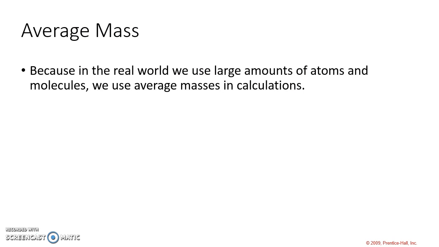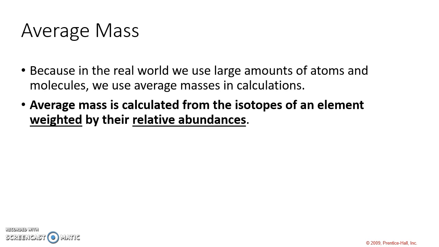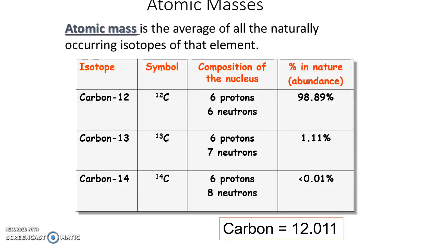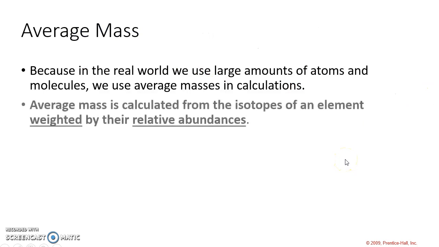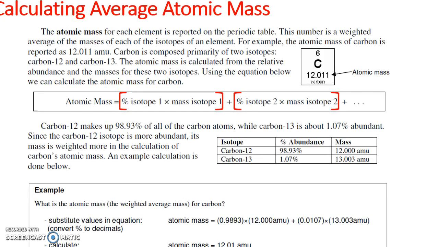Okay, so average mass, again, because in the real world we use large amounts of atoms and molecules, we use the average mass in calculations. So the way that we would find this average mass is to take the particular mass of an isotope and then look at the weight of that, and the way that we do that is by looking at that relative abundance. If we look back to the last slide, that abundance is that percentage. So we are going to be making a weighted average by using those abundances. And those of you who took honors, you should have done this last year, hopefully.